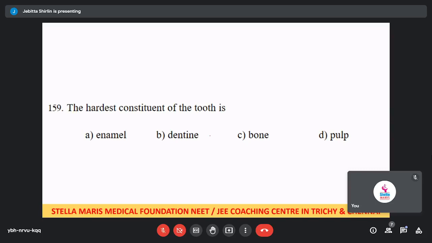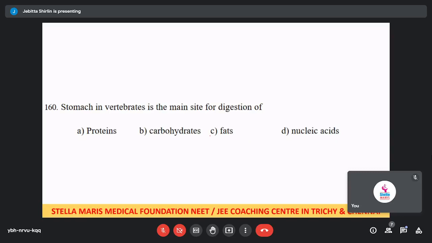Moving to the next question. Stomach in vertebrates is the main site for the digestion of. Again, a direct question. Proteins, carbohydrates, fats, nucleic acids. Choose the major nutrient that is getting digested in the stomach. Even it is not nucleic acids. The answer for this question is option A, which is protein.